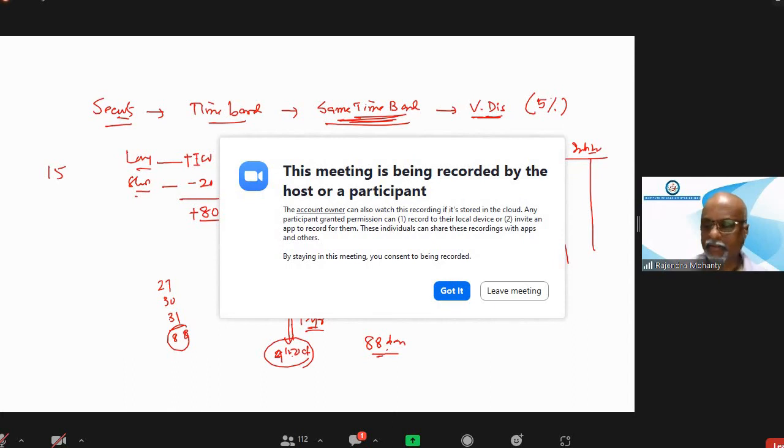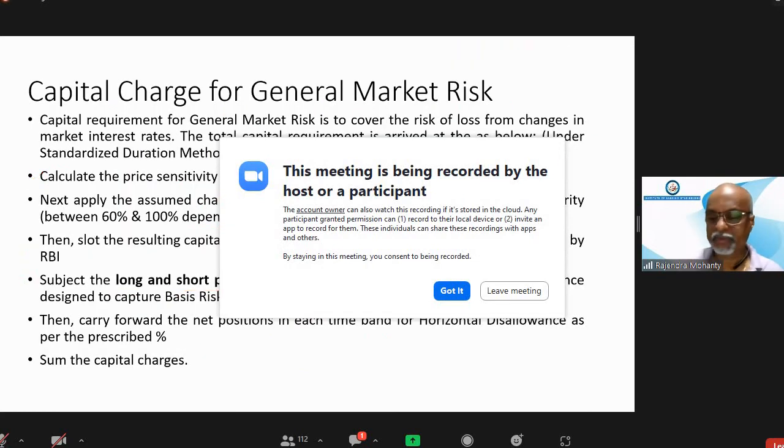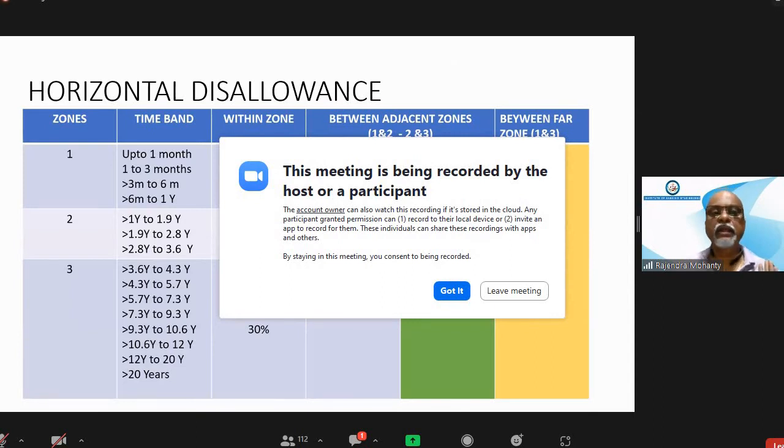Yes, sir. Okay. Time band means the remaining maturity of the security. We are looking at a particular security: how many days are left to the maturity date? That is called time band. So there are 15 time bands given by RBI. I can explain that again. Just see, these are the time bands. So time bands are 15 in number. The first time bands are called Zone 1, this is Zone 2, this is Zone 3.